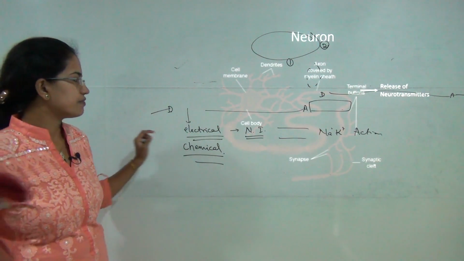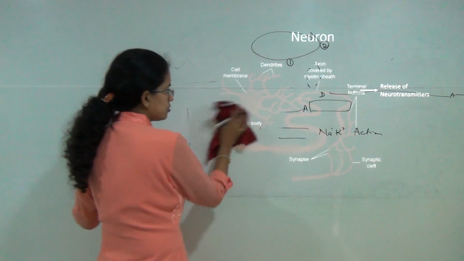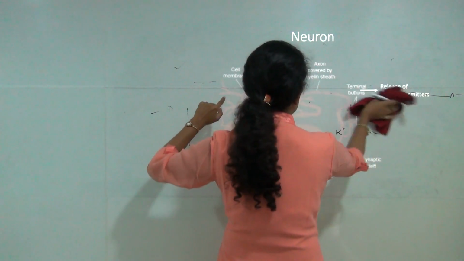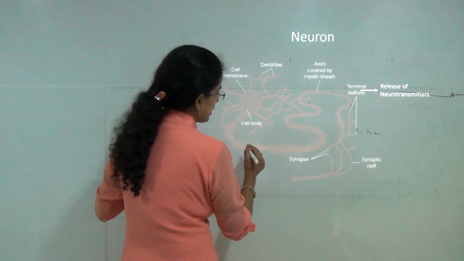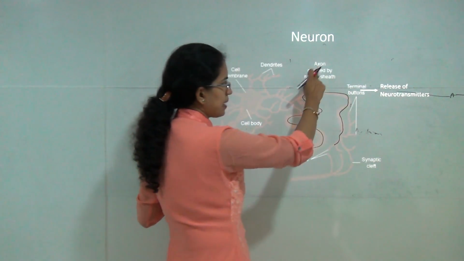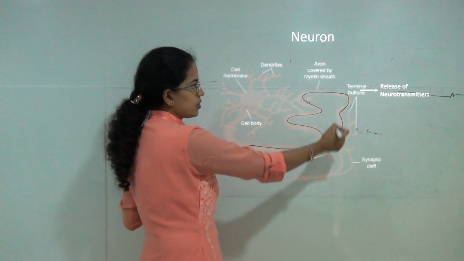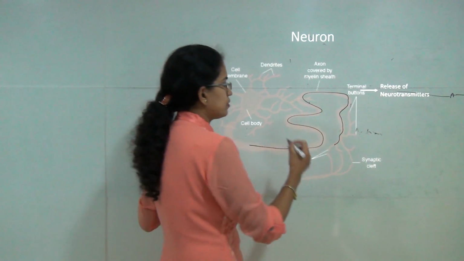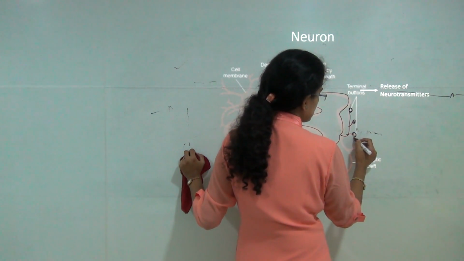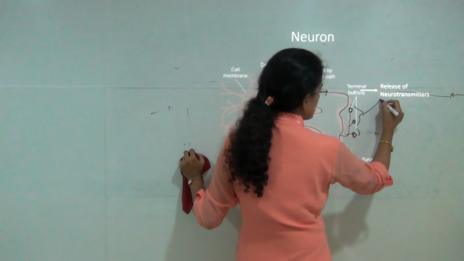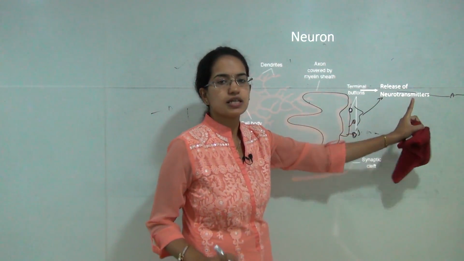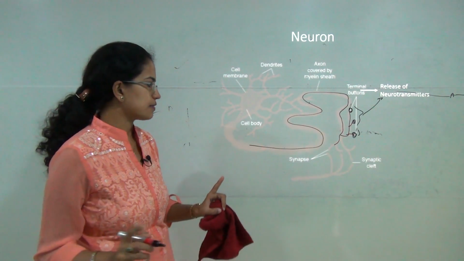Now, this is where we talk about the structure of neuron. You have the basic cell body surrounded by the cell membrane. You have dendrites that are linked to the cell body, and then you have a kind of long axon which is covered by the myelin sheath. So, this whole axon is covered by the myelin sheath, and towards the end of the axon you have the terminal buttons, and these terminal buttons release neurotransmitters, and these neurotransmitters are the chemical signals that are sent in.